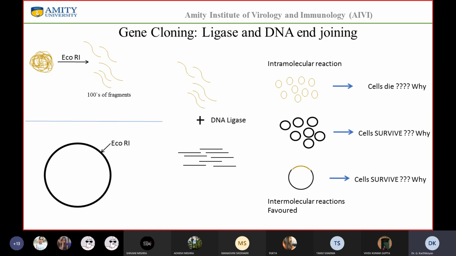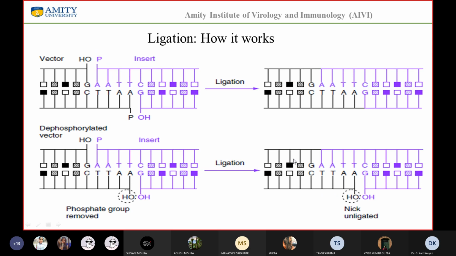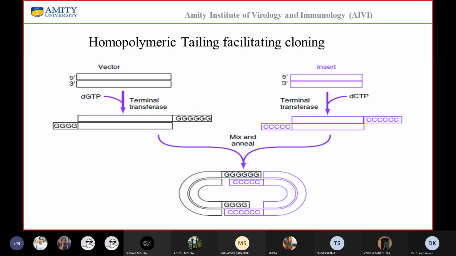So essentially you're forcing, because when you have a vector with two hydroxyl groups, the ligase can never work on them together. So you're essentially forcing the vector and the insert to ligate with each other. Okay. So we will talk about this more when we talk about enzymes in molecular biology. Okay. Now there are other ways by which you could do cloning very easily.